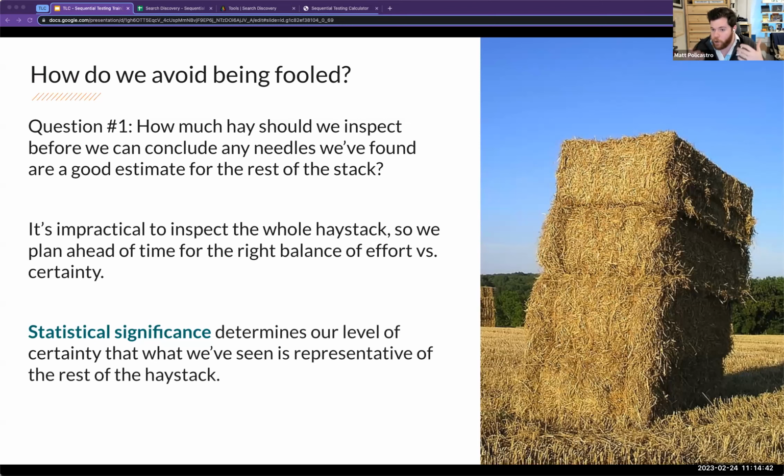This is what is hopefully a more intuitive explanation that you all can carry to other folks that you work with, or folks who are starting their journey into learning experimental statistics. But statistical significance determines our level of certainty that anything that we have seen so far is representative of the rest of this haystack. As chief hay inspector, I have a little basket next to me.